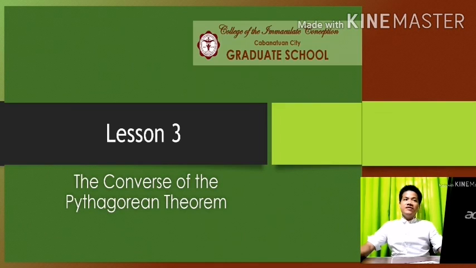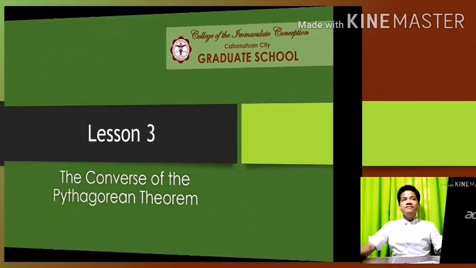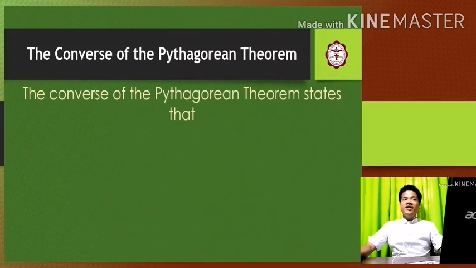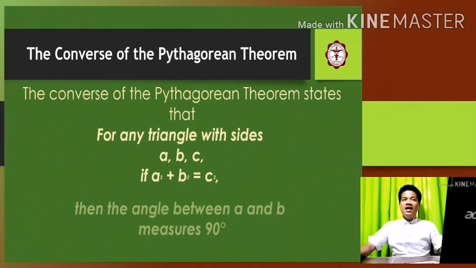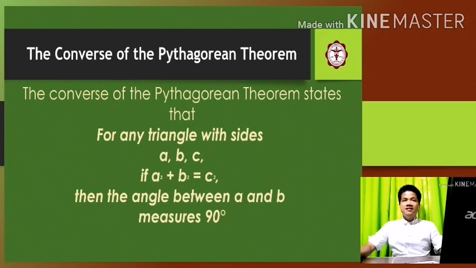Moving to lesson 3, the converse of the Pythagorean theorem. For any triangle with sides a, b, and c, if a squared plus b squared is equal to c squared, then the angle between a and b measures 90 degrees.